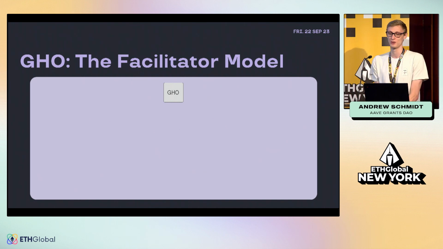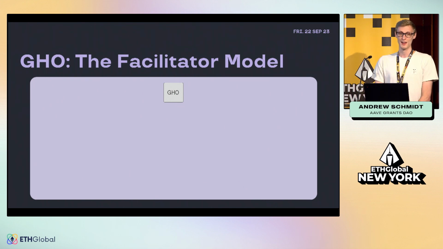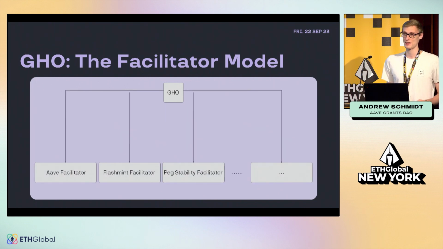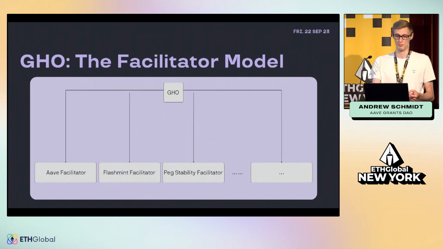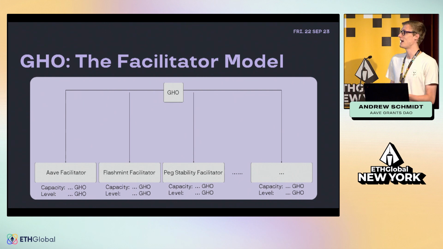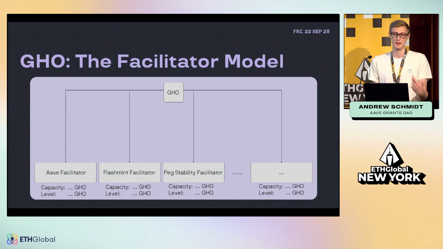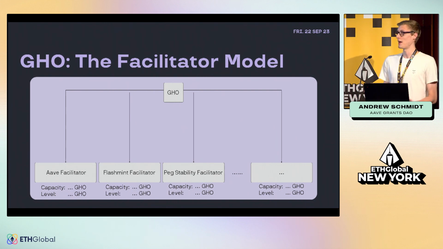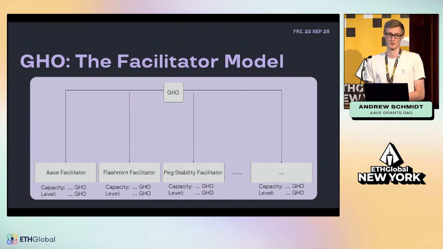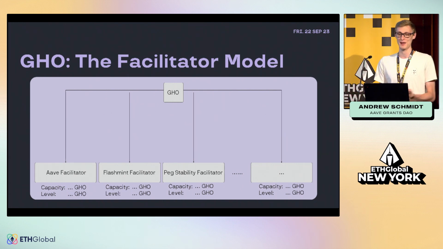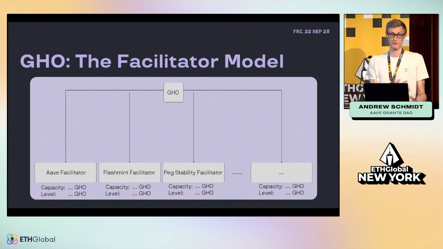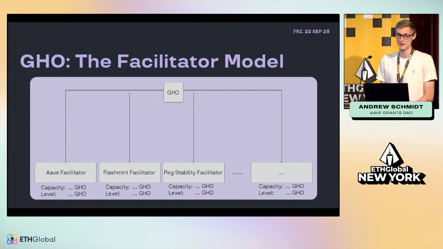The foundation of Go is this facilitator model. If you were to go on Etherscan and look at the actual Go token contract, essentially what you would see is this model, which I'm about to show on the screen: Go is composed of different buckets. A bucket is an address which has the ability to mint Go up to a certain threshold. There are really just two parameters that do this. Number one is the capacity, how much is able to be minted. And second is the level: what is the current amount that has been minted?